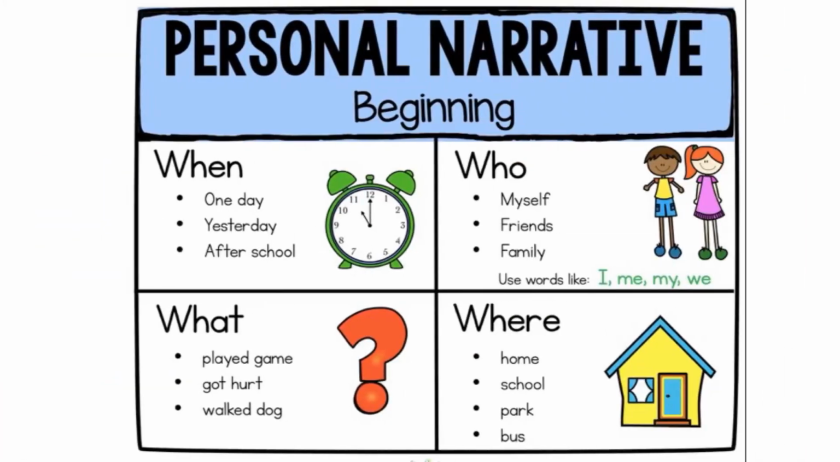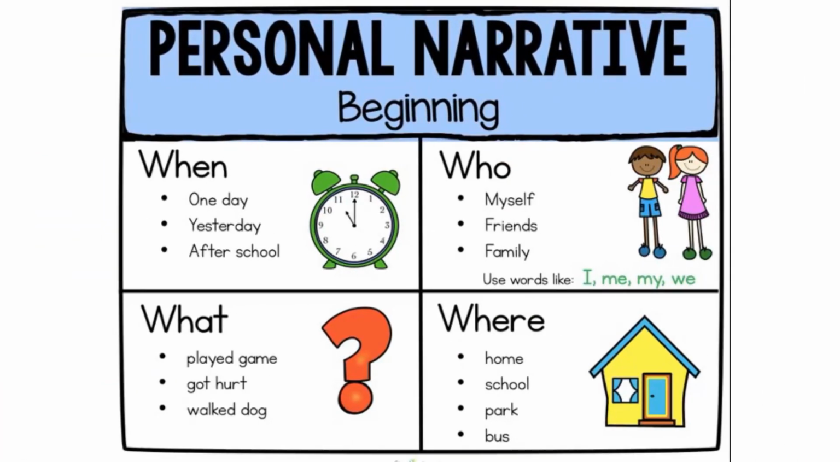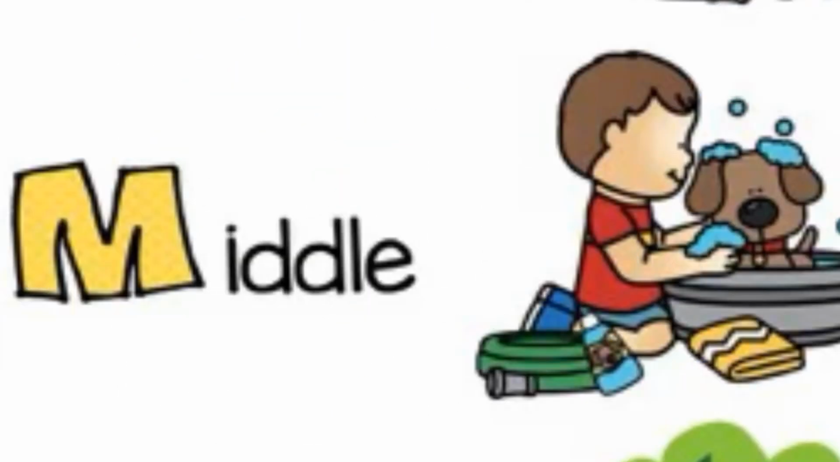Let's keep reviewing. Personal narratives have a beginning that includes when the story is happening, who the story is happening to, what the story is about, and where the story is happening. This is all in a sentence or two sentences at the beginning of your story. Today we're going to be focusing on the middle of our story.